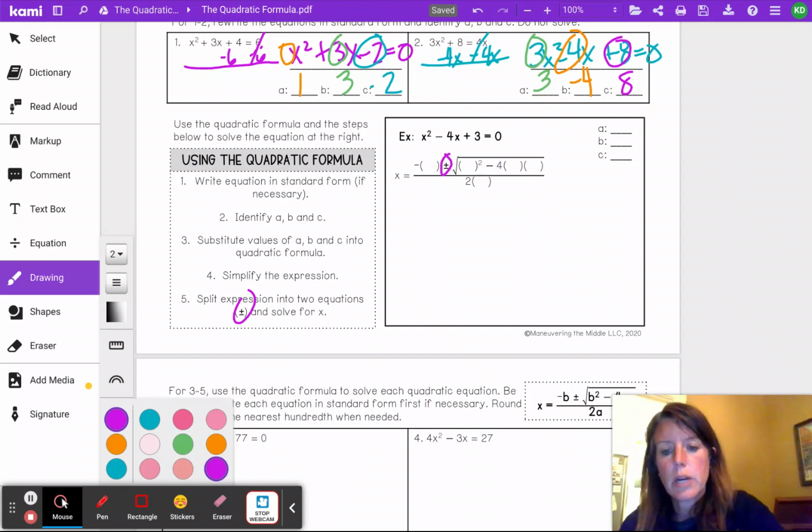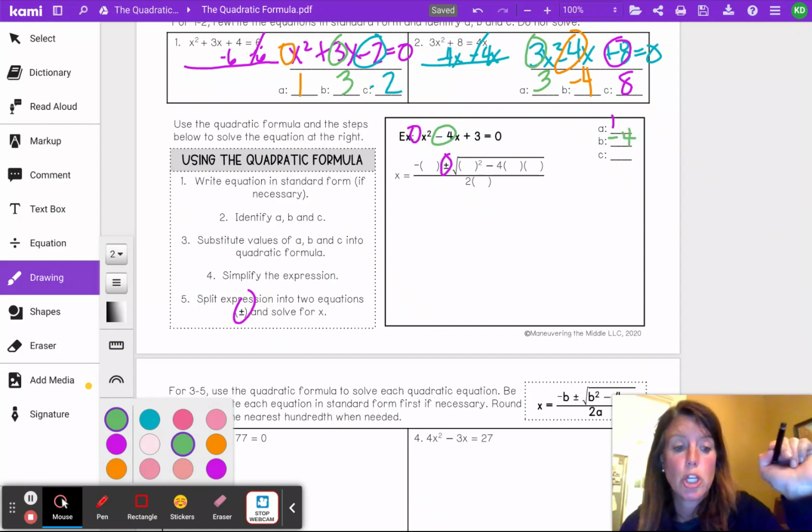All right, so looking at this equation, our A value, that's 1. B value is negative 4. Make sure you keep that sign with it. That is huge. Some of you all have a problem with keeping your signs. Make sure that you are checking your signs. And then C is 3.